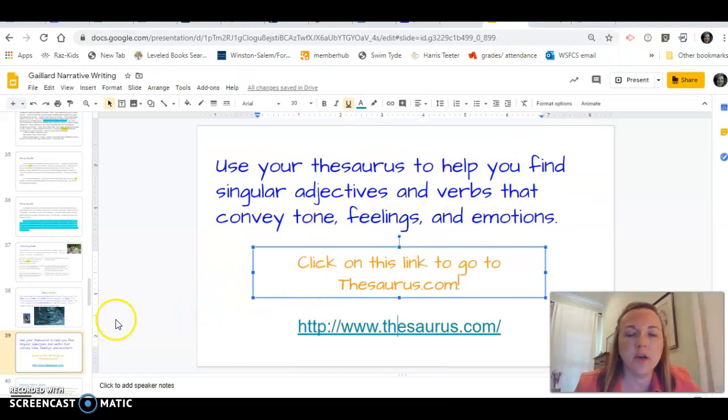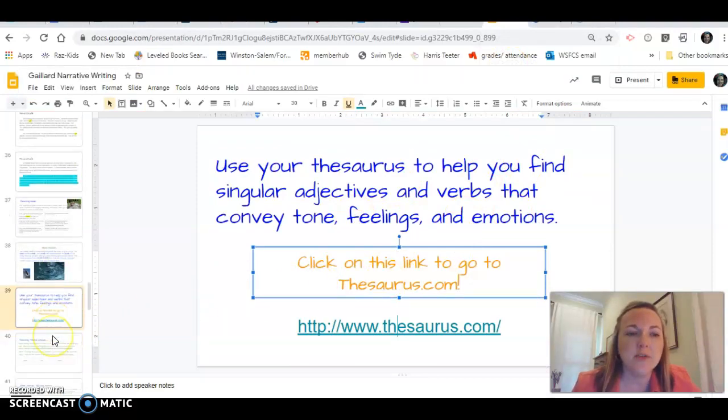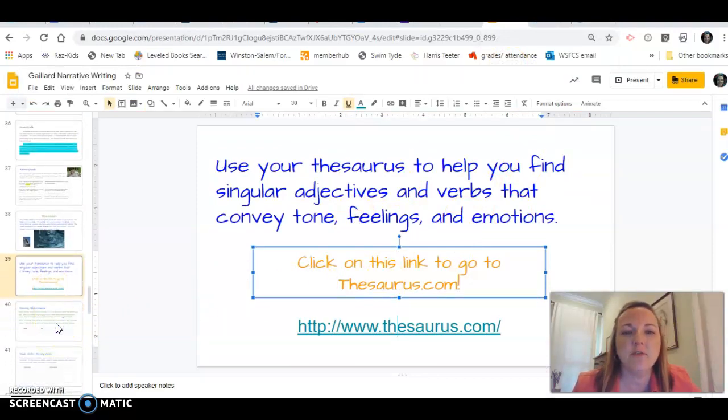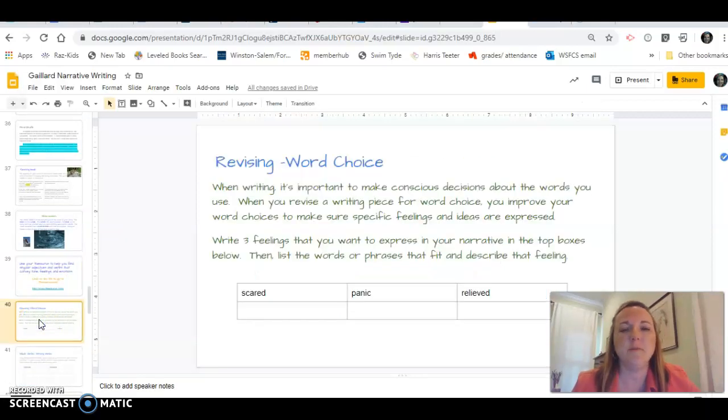Now we're back over here on slide 39. The other thing we're going to look at for today is on slide 40. There we go. So in continuing to look at revising our word choice, when writing, it's important to make conscious decisions of the words you use. When you revise a writing piece for word choice, you improve your word choices to make specific feelings or ideas expressed. Remember, we want our reader to understand how we felt at those moments in our story.